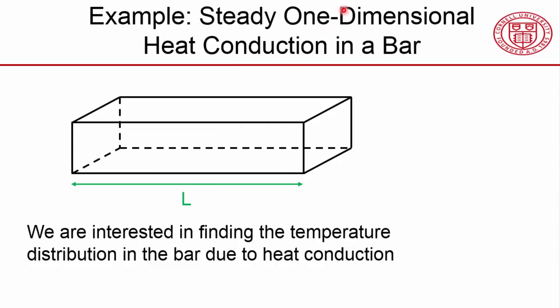We will also assume that the problem is one-dimensional, which means that the temperature for any cross-section is the same, and there's no variation of the temperature across the cross-section. So if I put a coordinate system like that, with that being the x direction, that being the y direction, and that being the z direction, I will have variation only in the x direction, and the temperature won't depend on y or z.